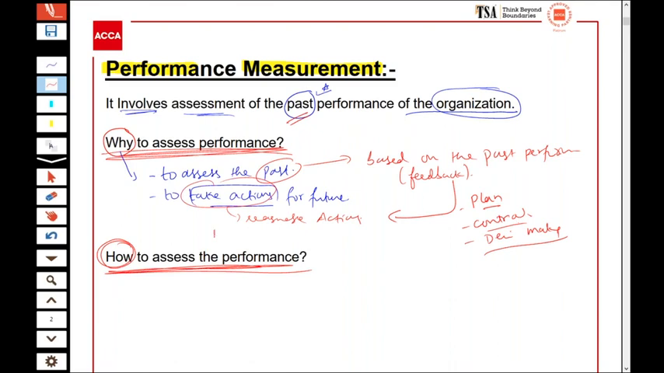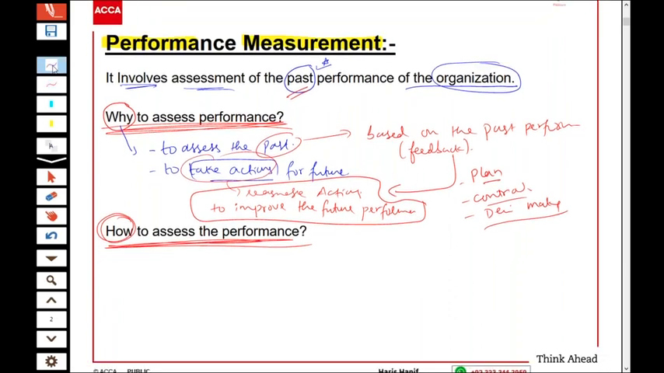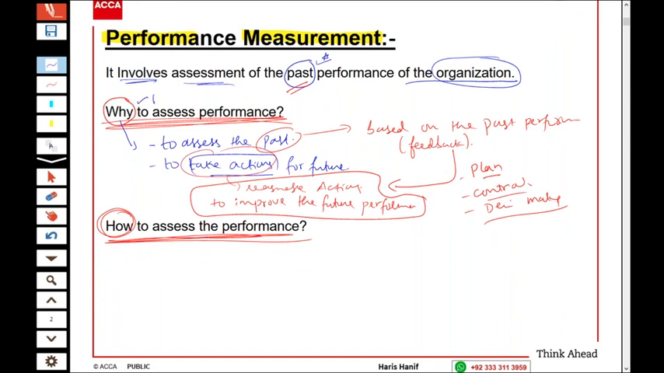Reasonable actions to improve the future performance. Okay. And one more important thing is that this was basically the reason to assess the performance. And how will you assess the performance? The simple answer is using KPIs.